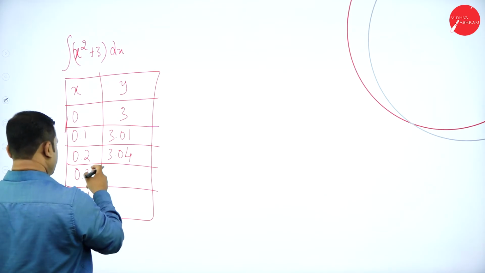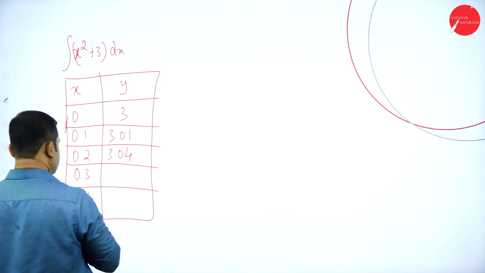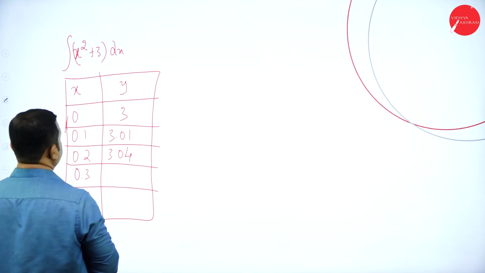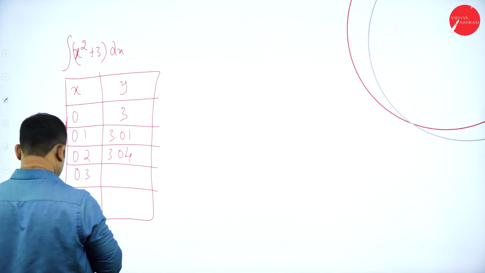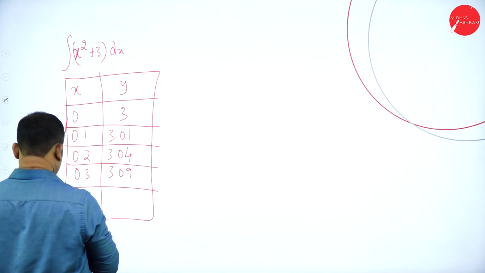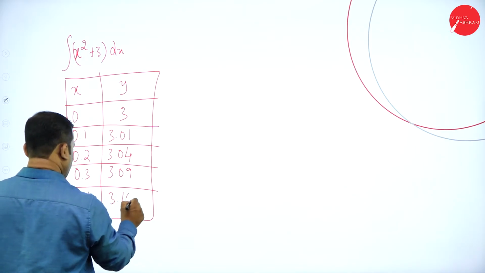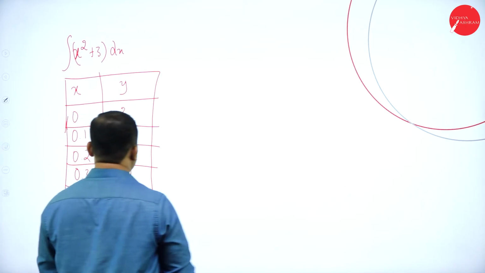What is the value of this? 0.3 whole square is equal to 9 by 100, that is 0.09. 0.09 plus 3 is 3.09. Then 0.4 whole square is equal to 4 divided by 25, which is 0.16 plus 3. That means 3.16. So we have the terms like this.